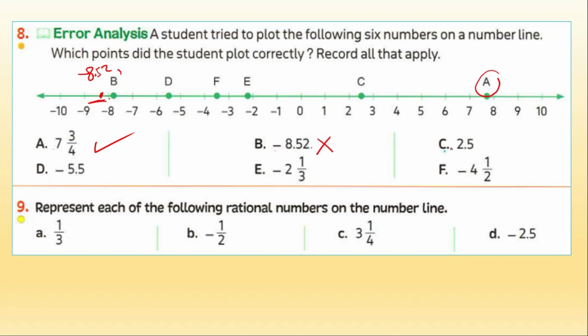Next, C: 2.5. C is right here, in the middle between 2 and 3. Correct, it is greater than 2, in between 2 and 3. So this one is right. Negative 5.5 means 5 and a half, between negative 5 and negative 6. Where is it? Here, in the middle between negative 5 and negative 6, so it's right.